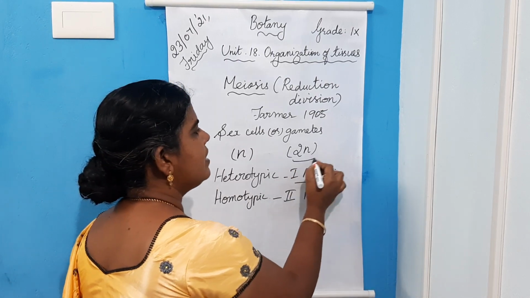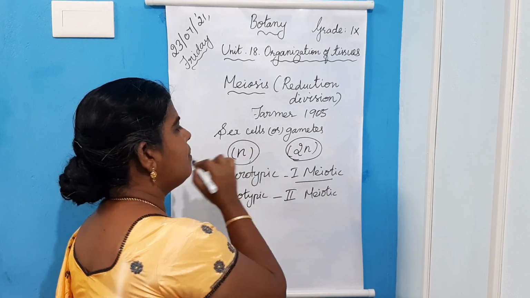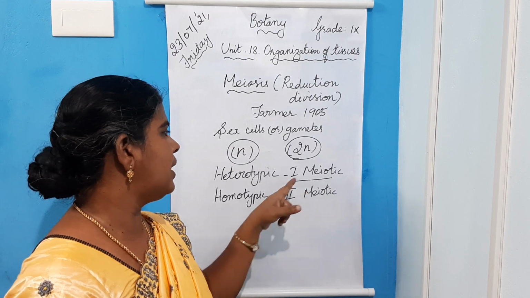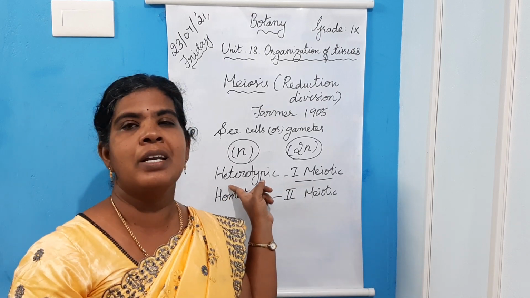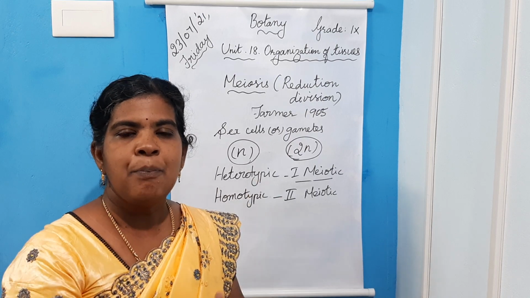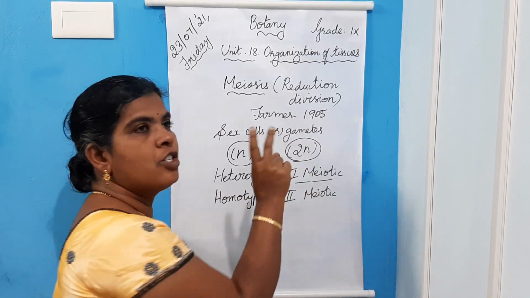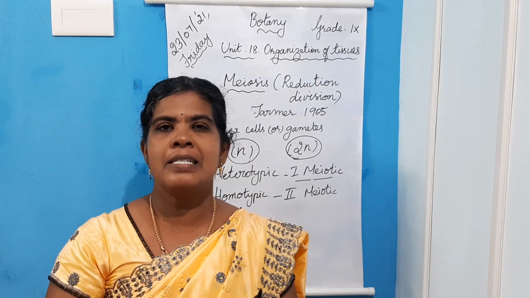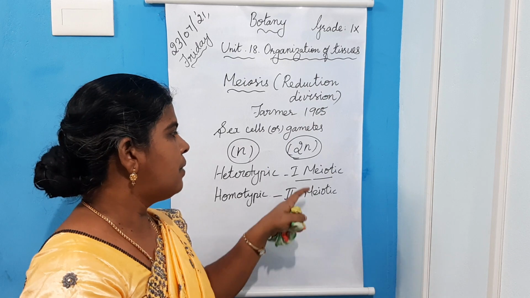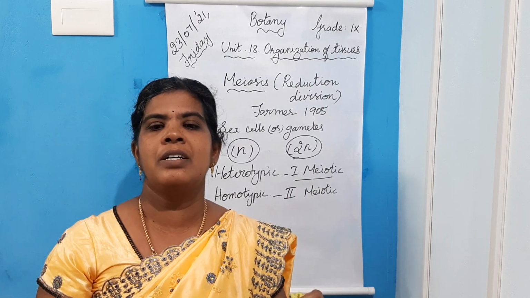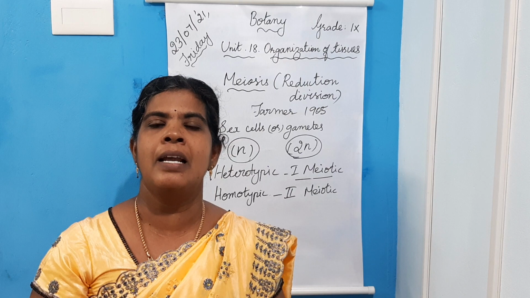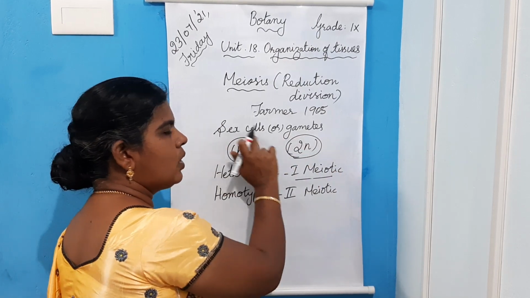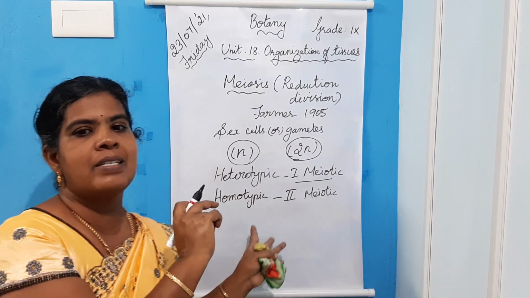Diploid cell can be designated as 2n. Haploid can be designated as n. So, the first meiotic or heterotypic division divides the diploid cell into 2 haploid cells. The daughter cells resulting from this division are differentiated from the parent cell in the chromosome number. The parent cell has the diploid set, but the daughter cell has the haploid set number.